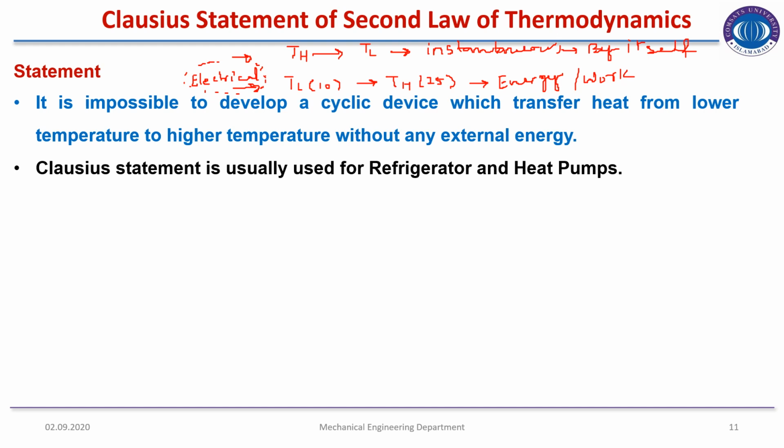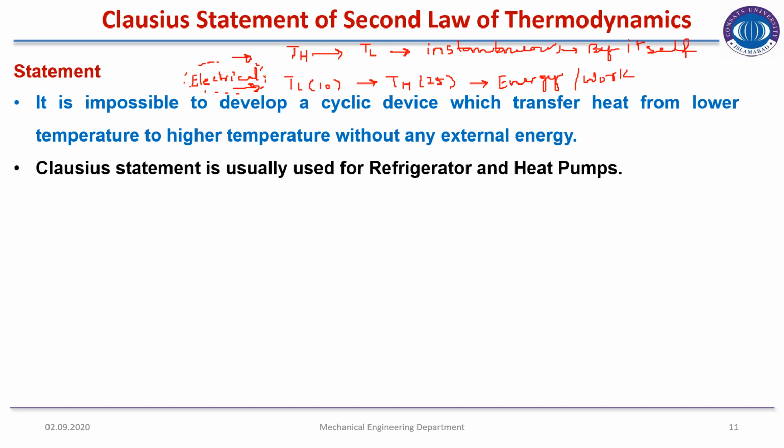There may be another form of energy, but you have to supply some form of energy, or some form of work, to take heat from a low temperature thermal energy reservoir to a high temperature thermal energy reservoir. So the Clausius statement says that it is impossible to take heat from a low temperature thermal energy reservoir and move it to the high temperature thermal energy reservoir without doing any form of work on it.